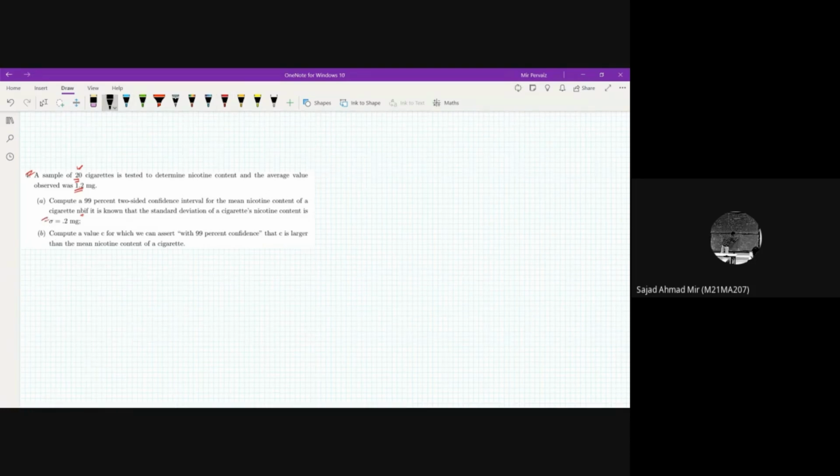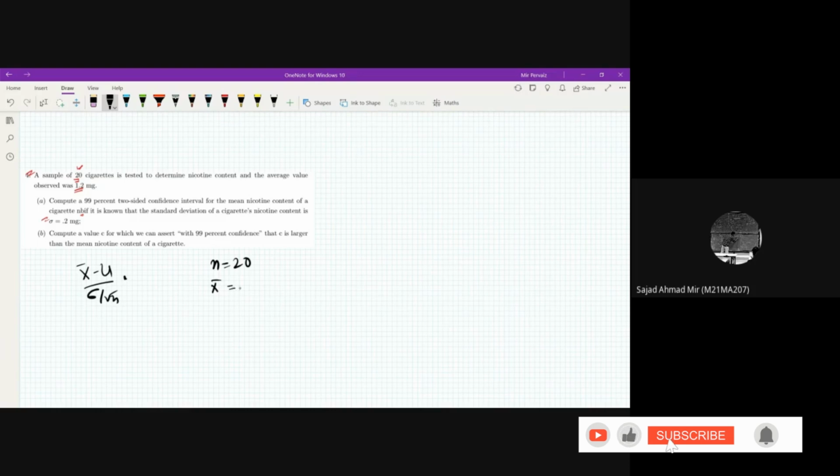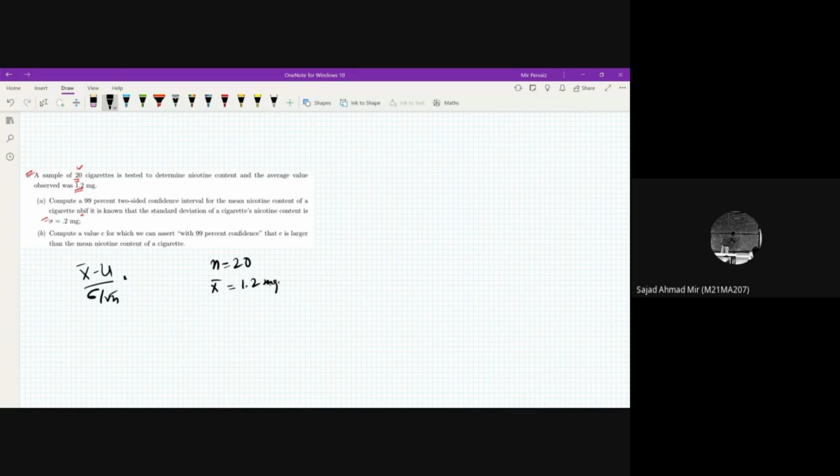You will be using the normal pivot, the same which we used in the above case: X bar minus mu over sigma by root n. This is the pivot which you will be using. Now what is given? N is given, which is 20. X bar, the average value, is given directly instead of data, which is 1.2 milligrams. Part A says that sigma is 0.2 milligrams.